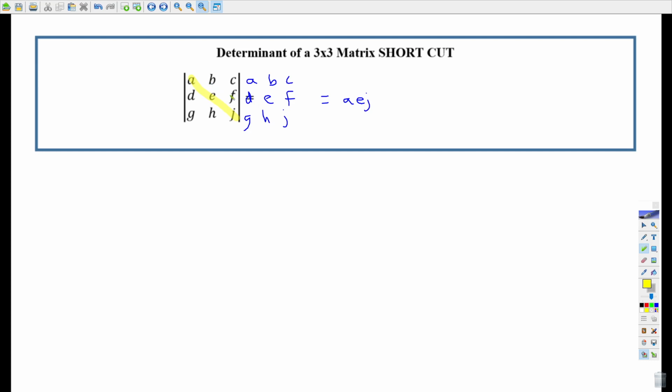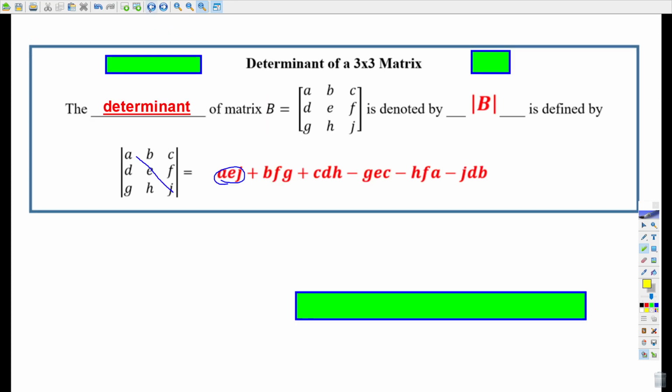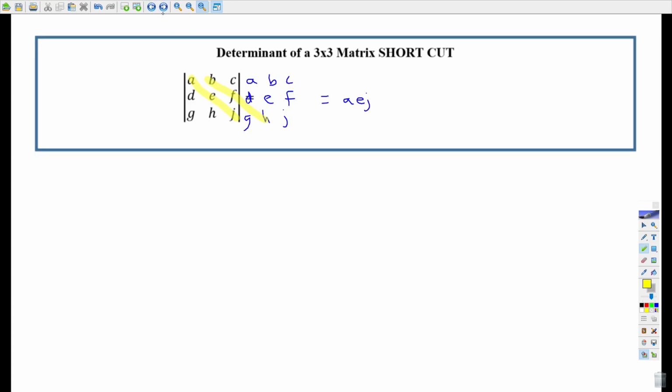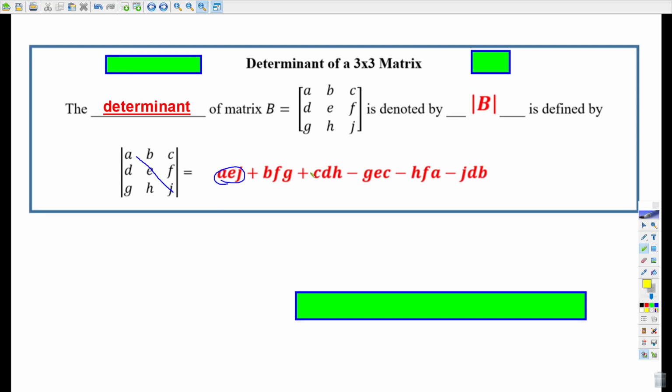The next diagonal would be BFH. Oh, I'm sorry, BFG. Messed that up. They're not perfectly lined up, I guess. BFG should be moved over a little bit. Plus BFG. And then we have one more diagonal with 3 letters here. CDH. There's CDH.